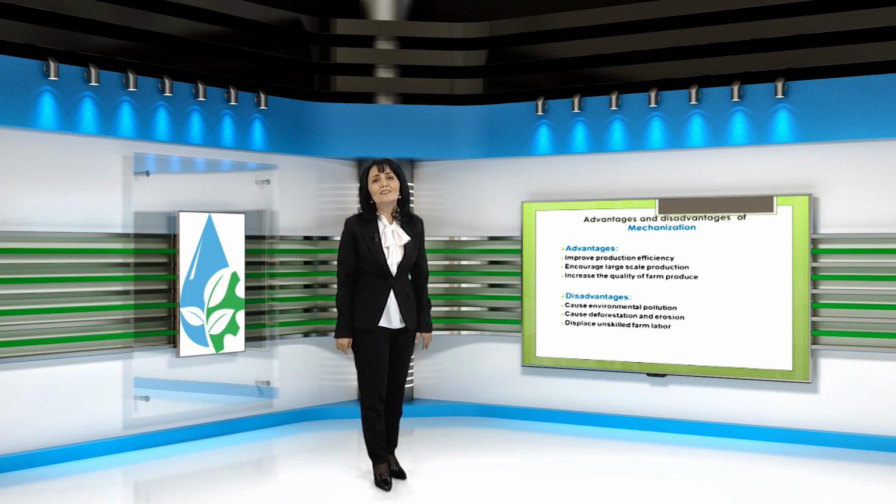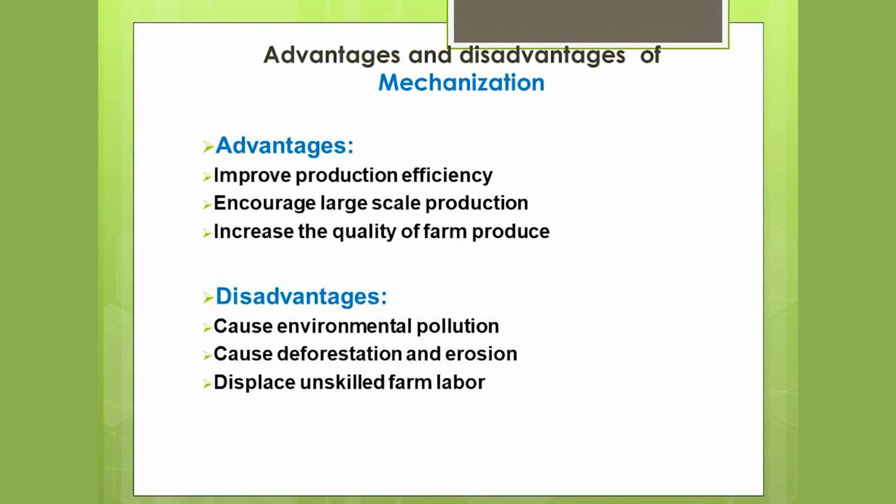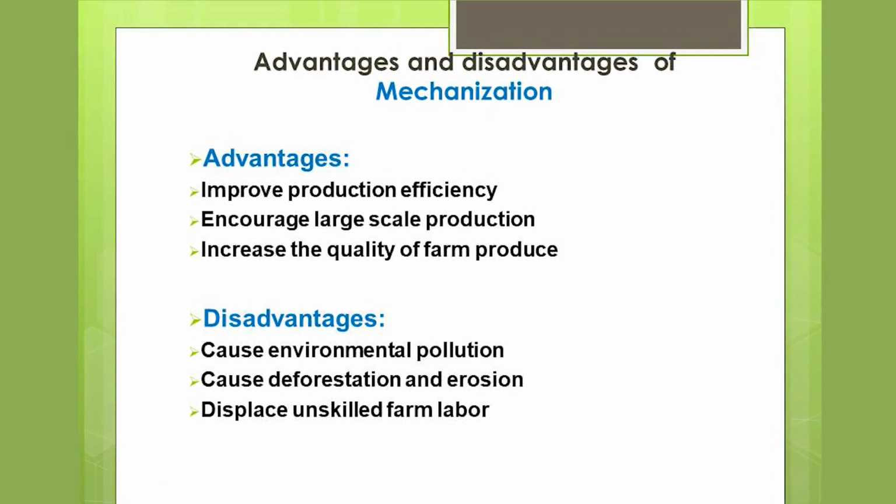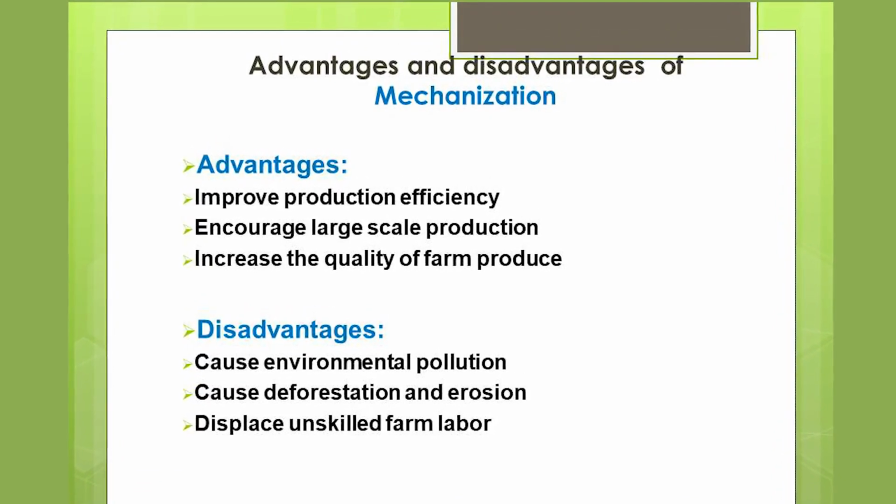Anytime when you hear something about the mechanization field, you will probably start thinking about advantages and disadvantages of mechanization. So, let's discuss it. From one side, advantages of mechanization can include the following: improve production efficiency, increase the quality of farm produce. From the other side, disadvantages of mechanization can include the following: cause environmental pollution, cause deforestation and erosion.